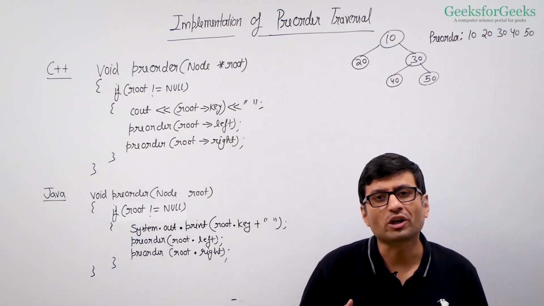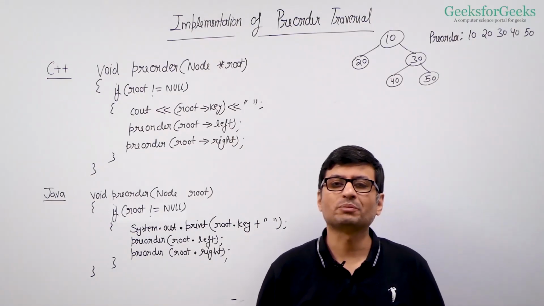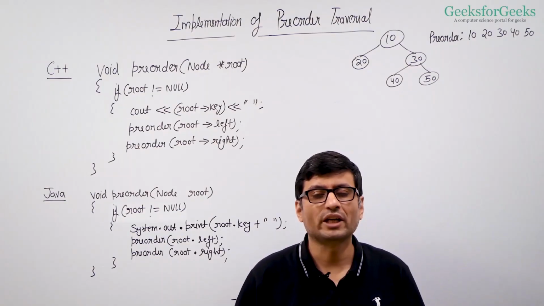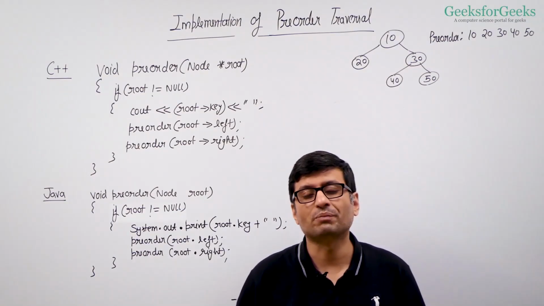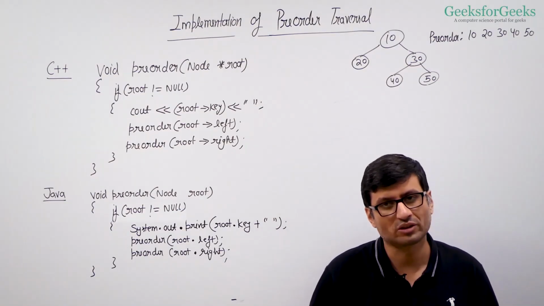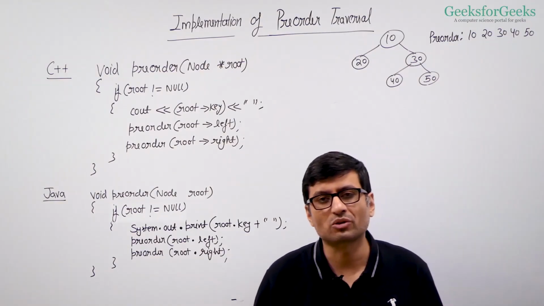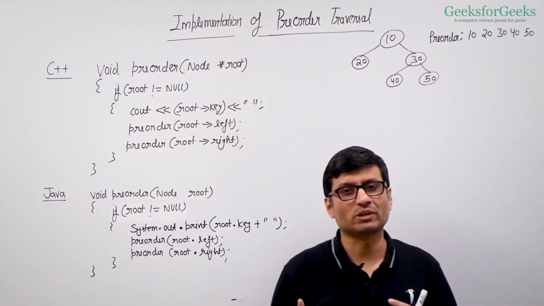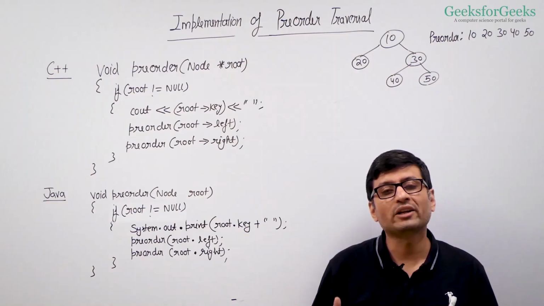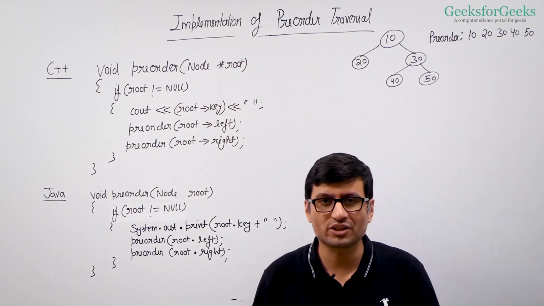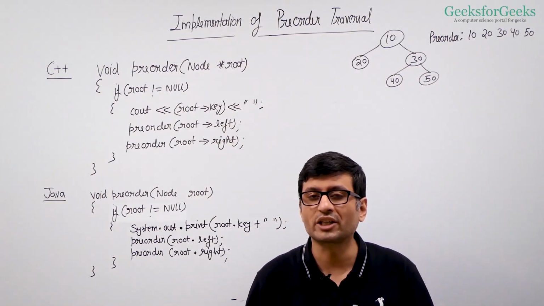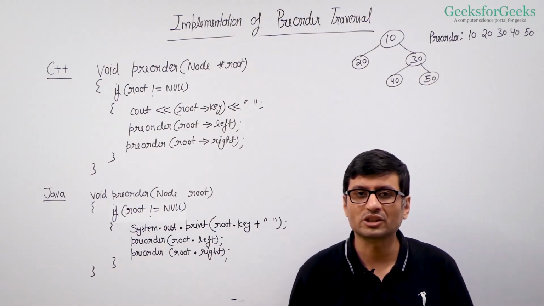Let us now quickly talk about time complexity and auxiliary space. Time complexity and auxiliary space analysis of pre-order are the same as in-order. We are going to do a constant amount of work for every node. That is how the time complexity is big O of n. And there are going to be big O of h recursive function calls at any moment. So the auxiliary space is big O of h.